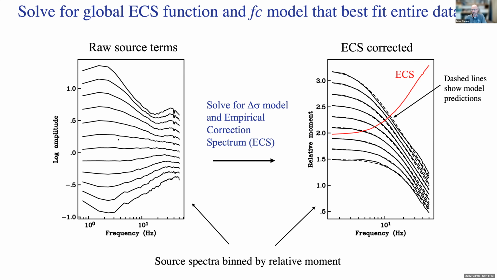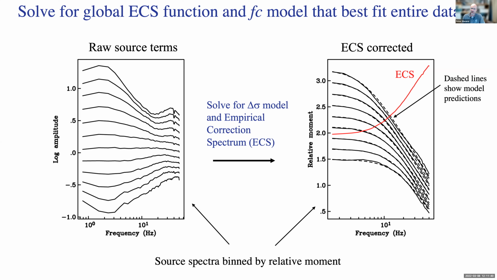So this is just showing what I call the raw source terms that resulted from spectral decomposition, and they've been stacked and summed by the size of the events. You can see by the log amplitude. So these are the larger earthquakes in these bins, and these are the smaller earthquakes. And you can see that these don't look like the theoretical models.